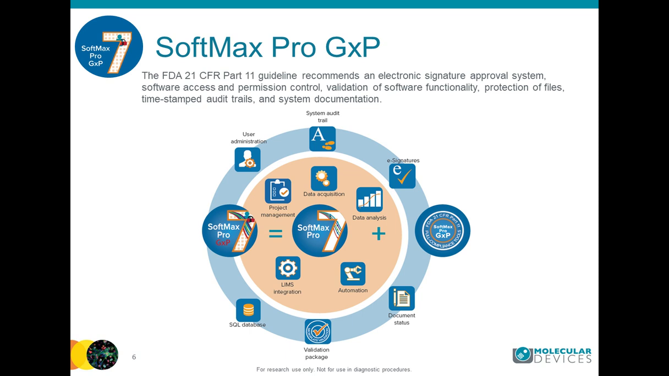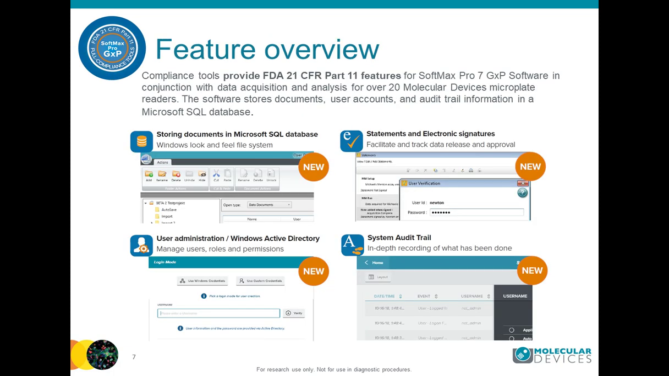For our users and customers in compliance labs that have to follow guidelines such as the FDA 21 CFR Part 11, SoftMax Pro GxP basically adds an additional layer of security and protection around SoftMax Pro Standard. While the control tools remain the same, we now add our compliance features, which are user administration, system audit trail, e-signatures, document status in 7.1, validation package, and an SQL database. So a very brief overview about the features, which we will have a look at in detail after this presentation.